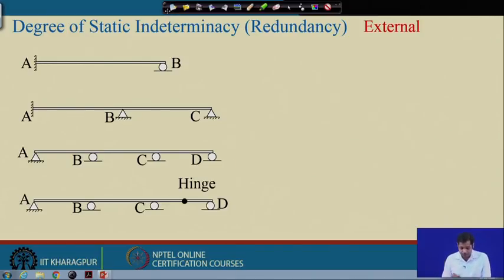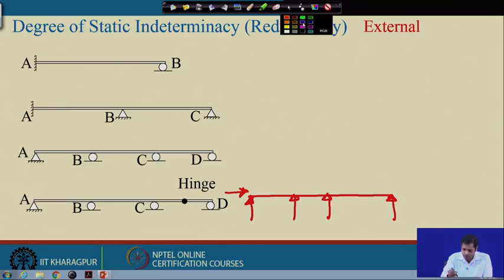Now, consider the last example. If we draw the free body diagram, there are 2 reactions here because it is a hinge support, we have a roller support, another reaction, another roller support, and then another roller support, another reaction, and in addition to that we have one hinge here.